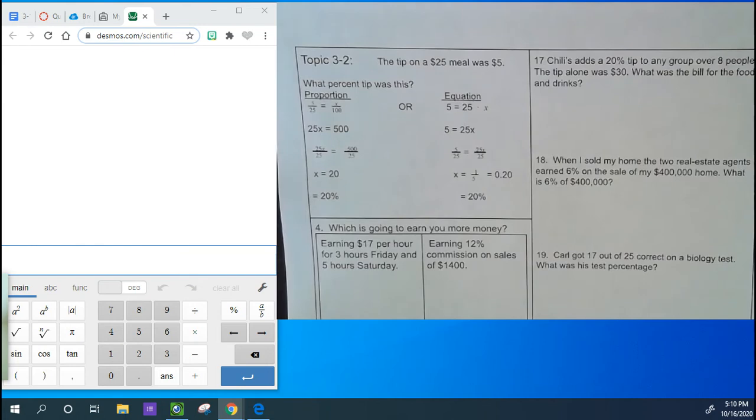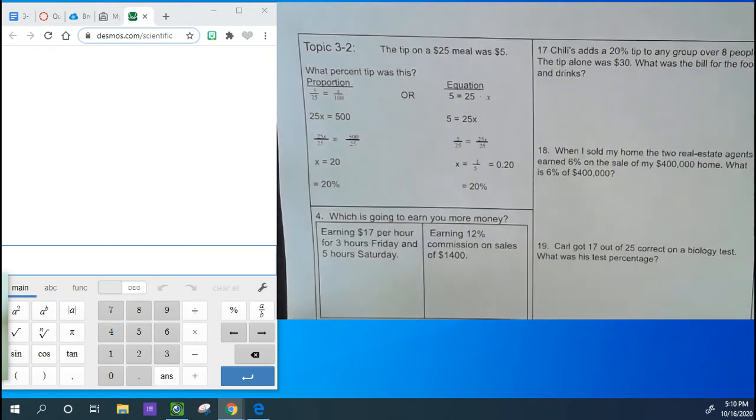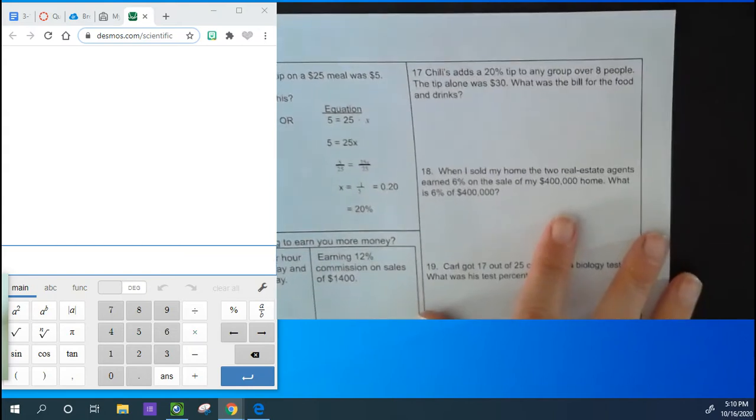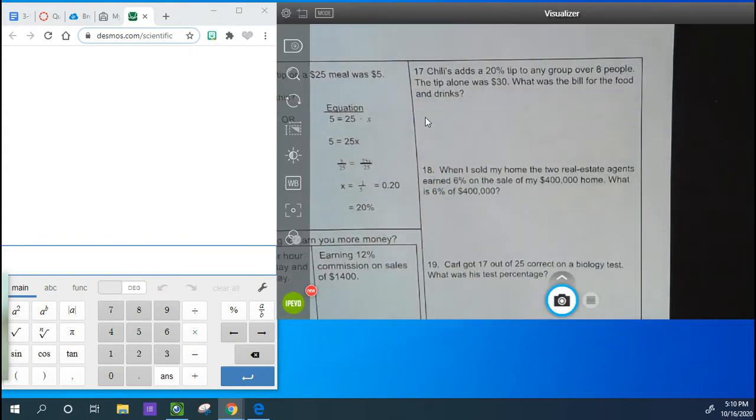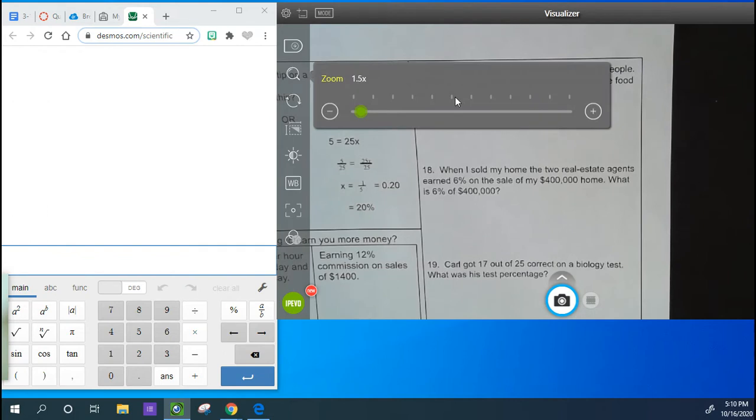Here's an example done out of a missing percent, but remember we have three different parts. We could be missing a part, a whole, or a percent. Let's look at the first problem. We left off on our notes last week on 16.